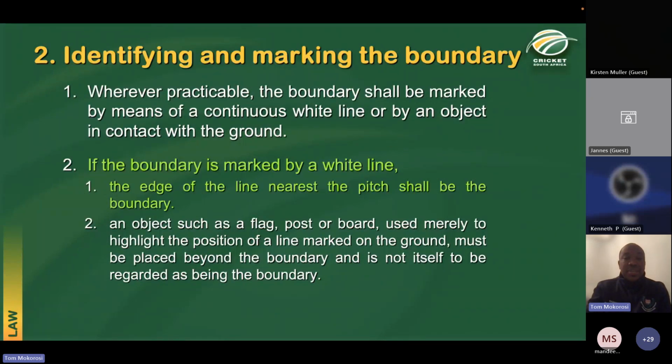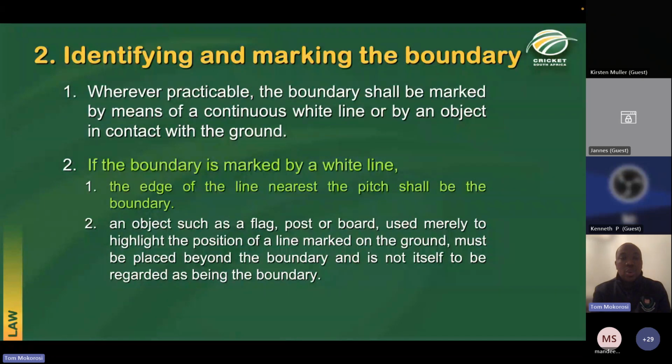And similarly, in international cricket, we often see what are called boundary cushions, which are triangular shaped, and the inside edge of that boundary cushion is the boundary. So as soon as the ball touches any part of the boundary cushion, then the boundary is scored.